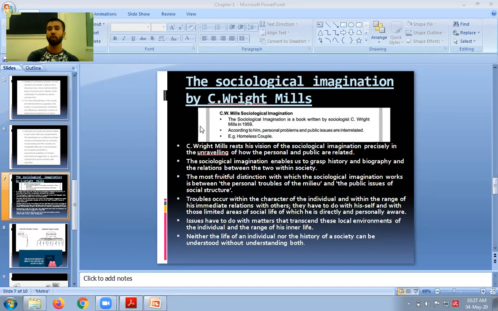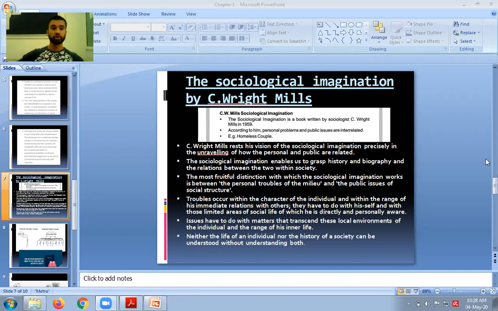Kindly text me if you are understanding this concept, because I need your feedback as well. So kindly text me if you're understanding what I'm trying to make you understand. Okay, so understood. Okay.